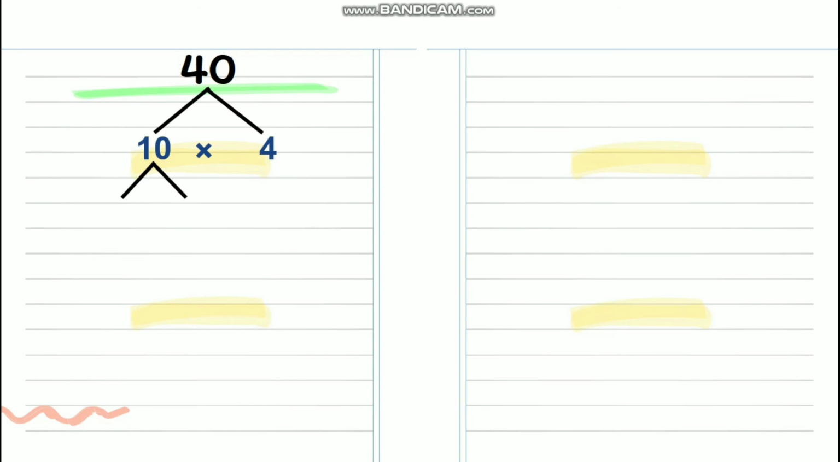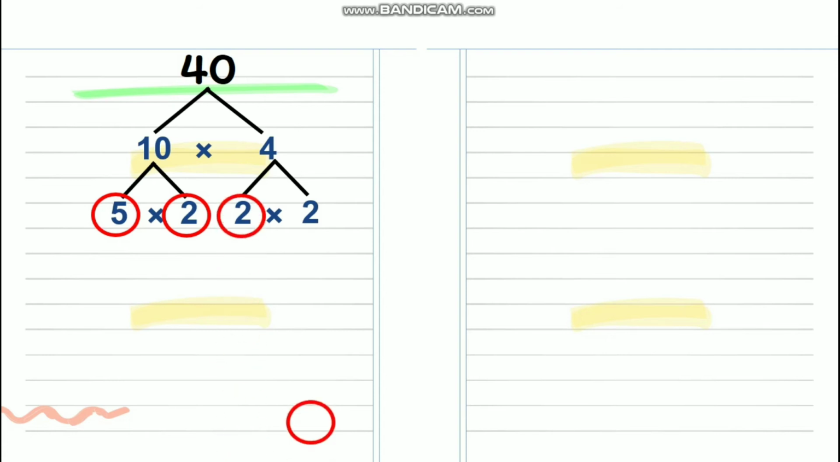10 can be branched out or broken into 5 and 2. Since 5 and 2 are prime factors, you can encircle them. It means we're done with those numbers. And then we have 4, which can be split into 2 and 2. Since 2 is a prime number, encircle them.